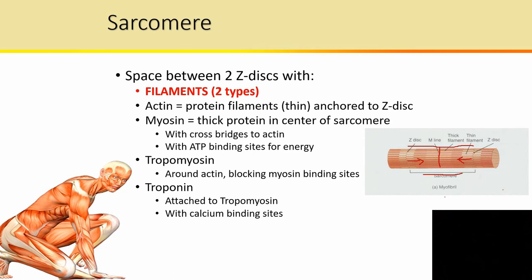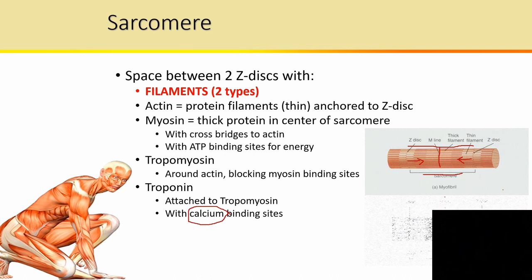We also have troponin, which is attached to the tropomyosin, and here it has calcium. Remember we talked about calcium in bone. Everybody was thinking the most important thing about calcium is for strong bones. Calcium is really important in muscle contraction, and that's going to matter in a minute as we talk about how this occurs. So anyway, that's a little bit of the basics.